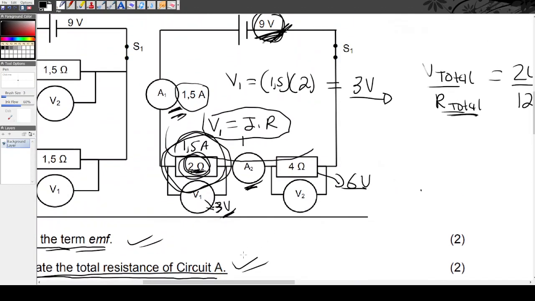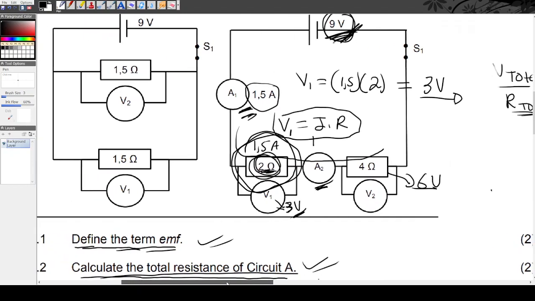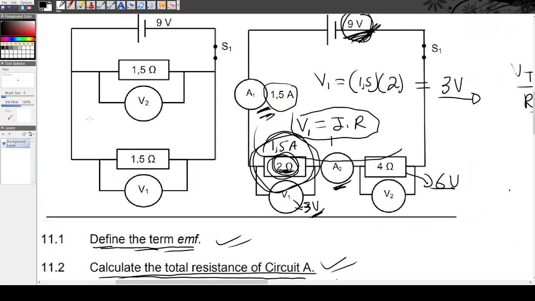So let's analyze the question. What are we being asked here? They are saying that if we add another resistor of the same value, 1,5 ohms, they are asking what will happen to the total current of the circuit. What happens to the current of the circuit?